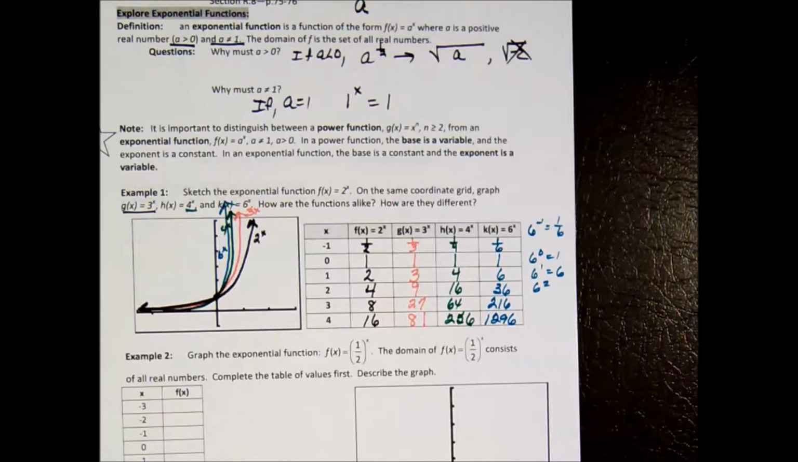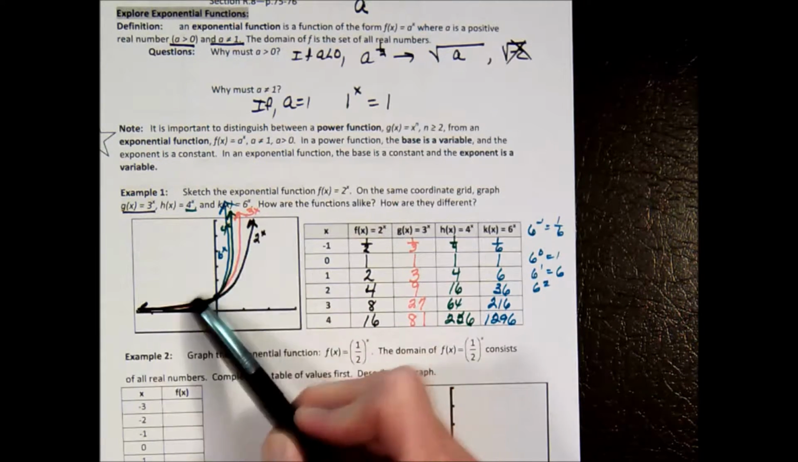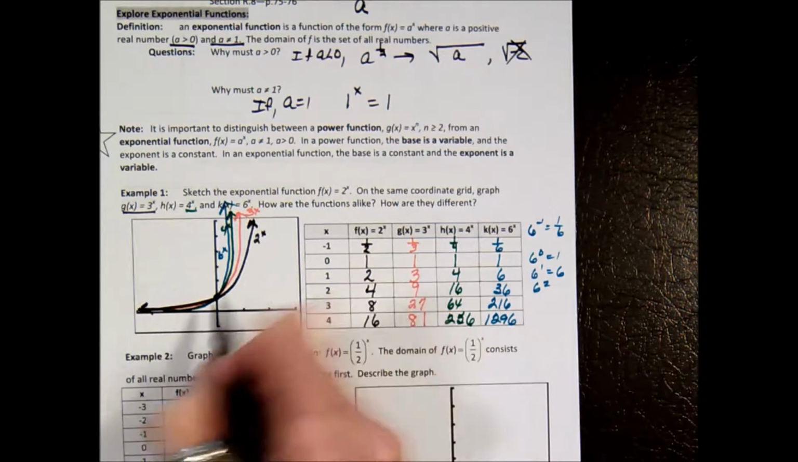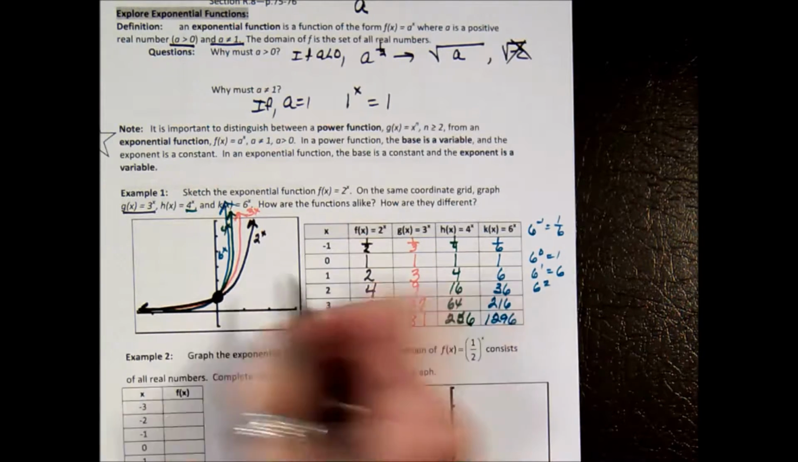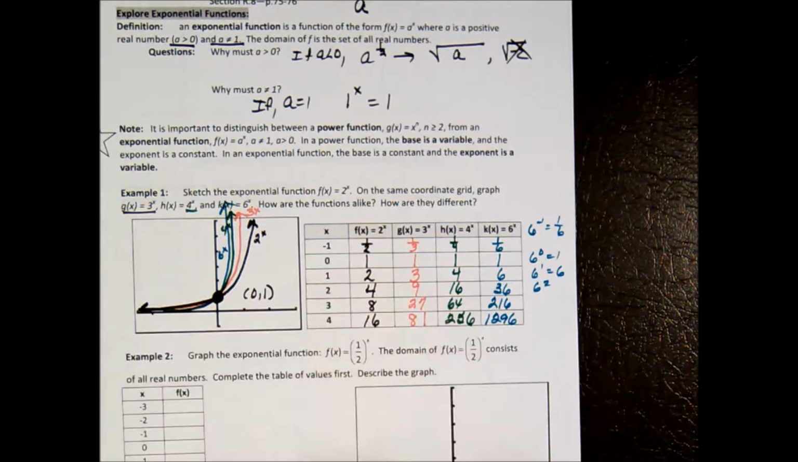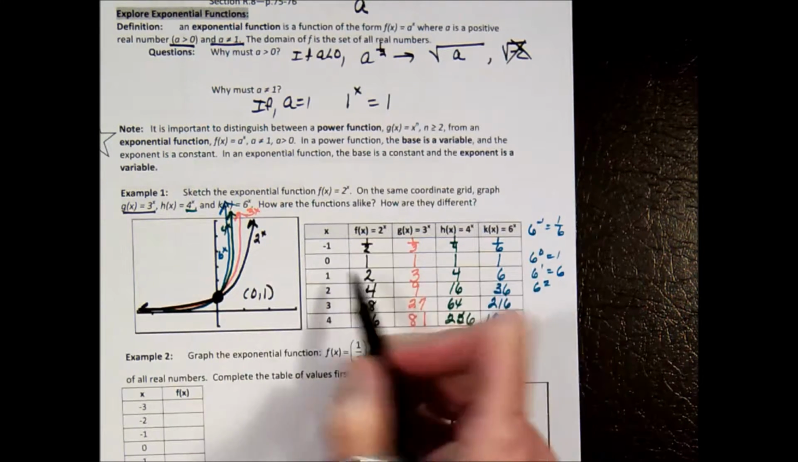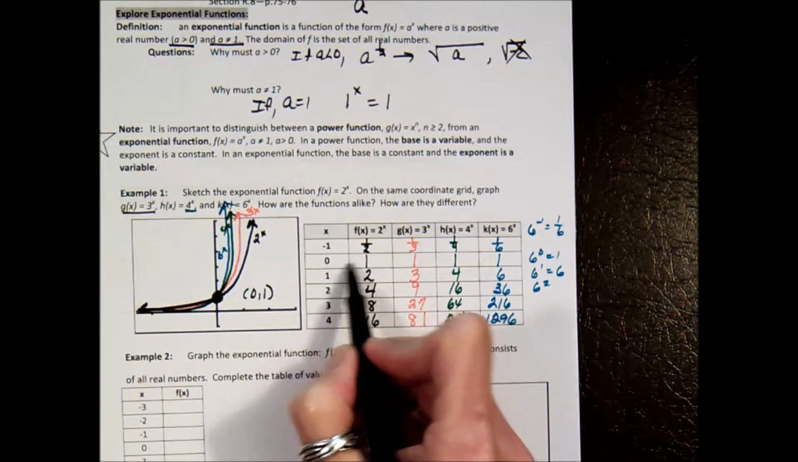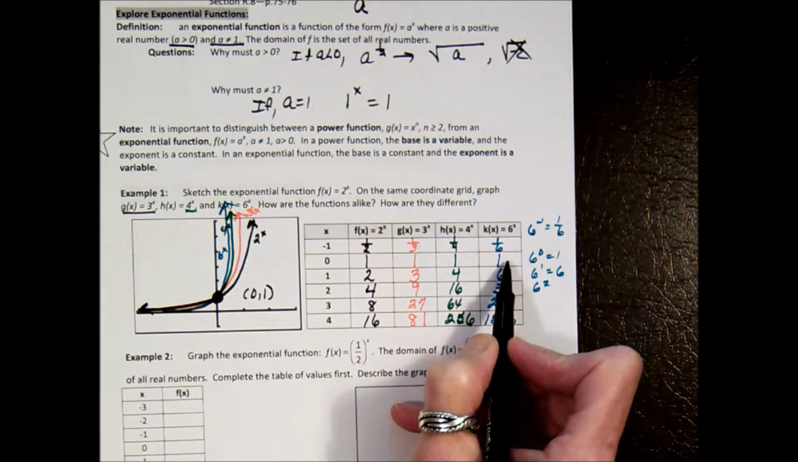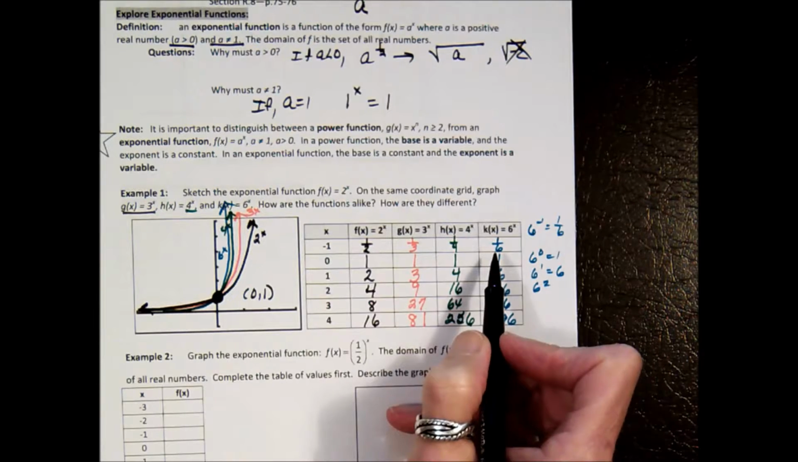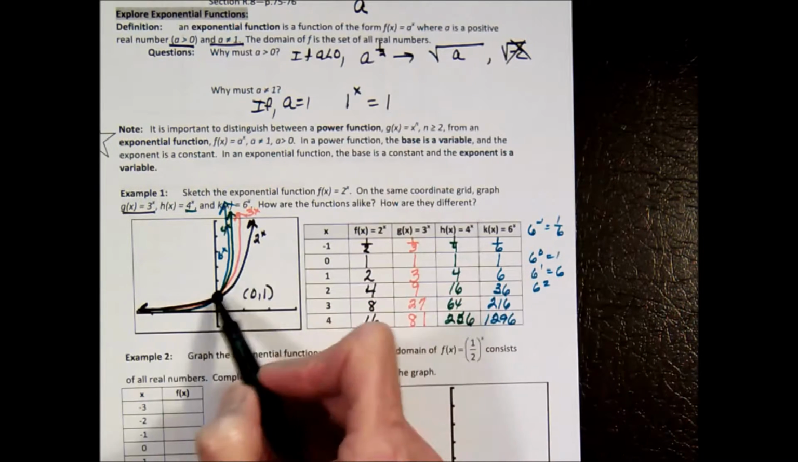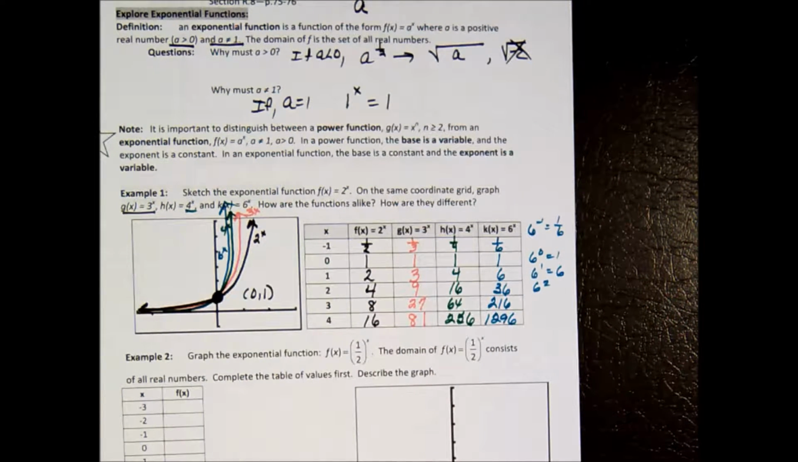Now, it says, how are the functions alike and how are they different? Well, definitely they're alike in that they all have the same general shape. They also, if you notice, all pass through the point (0, 1), because think about it: any number raised to the 0 is going to be 1. So that makes total sense. They're different in that they get steeper as the base gets larger.